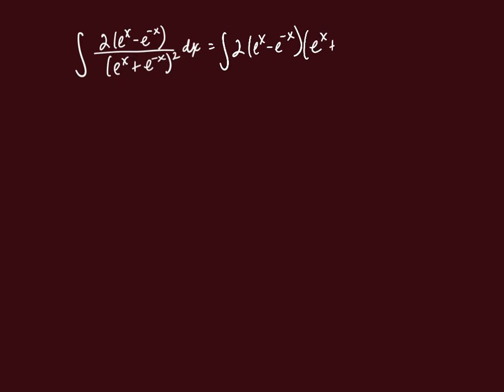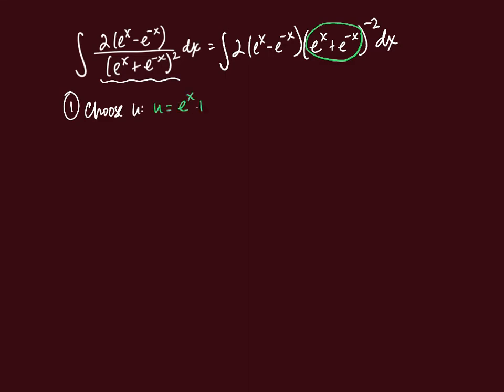So I'm going to do a little rewriting here. And I'm going to bring this denominator up and change the exponent to a negative. So again, I have something raised to a power, which gives me an inside, which helps me see what I'm going to choose for u. And also, its derivative is also in the problem. And we'll see that in just a moment. So we're going to choose u to be e to the x plus e to the negative x.